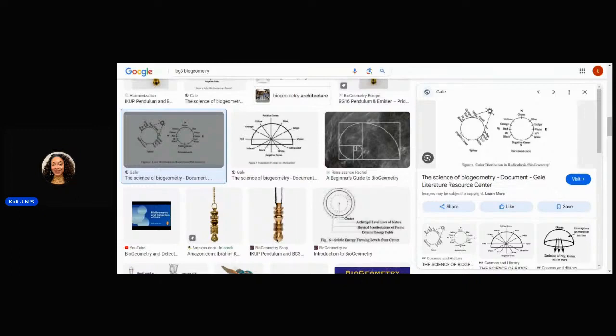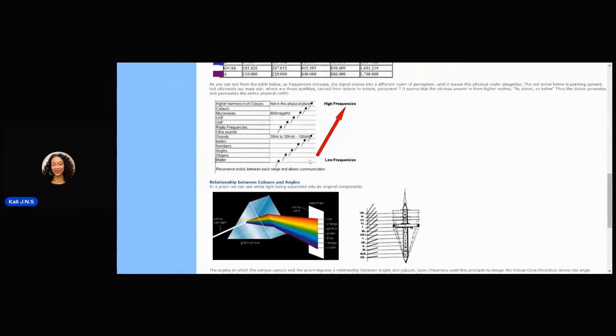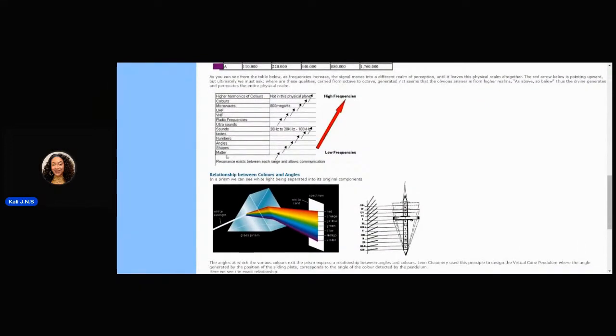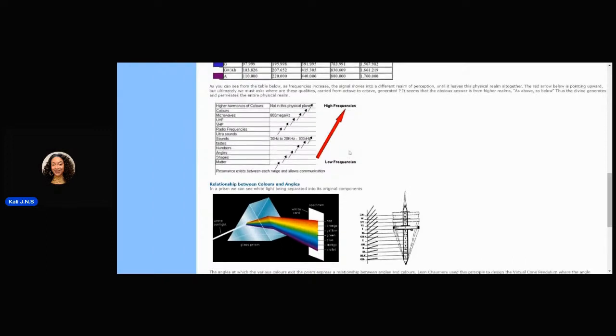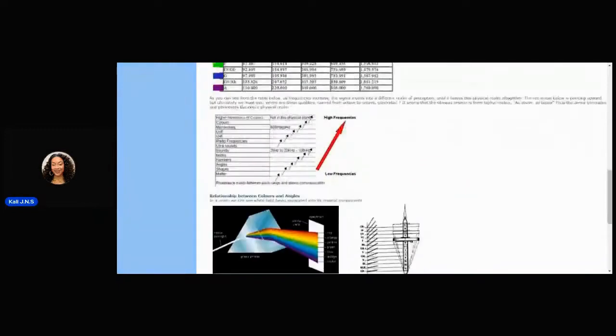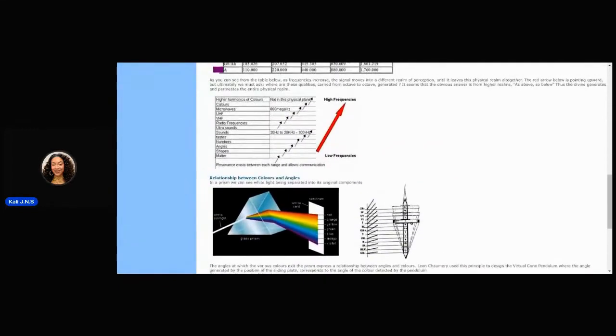To show you an example of what I mean, as you can see, as frequency increases, you get matter, shapes, angles, numbers, tastes, sounds, ultrasounds, radio frequencies, VHF, ultra higher frequencies, microwaves, colors, and then the higher harmonics of colors. As you go from a low frequency to a higher frequency, it changes from matter to sound, and then to light, into the colors of light. And negative green obviously plays a role in that, as it is one of the most prominent waves of the universe.